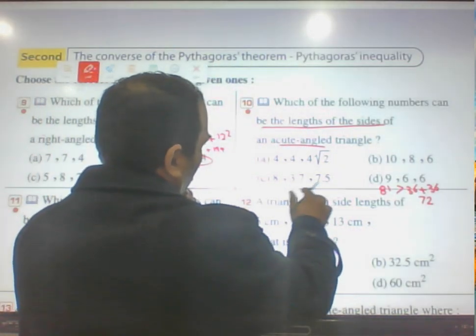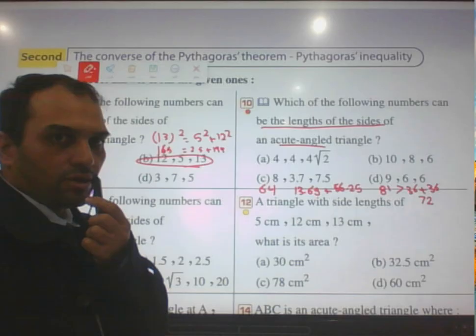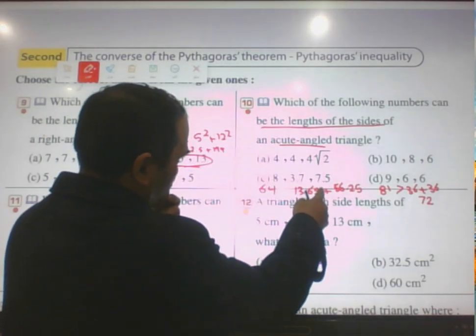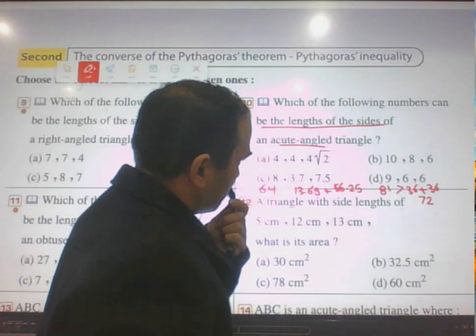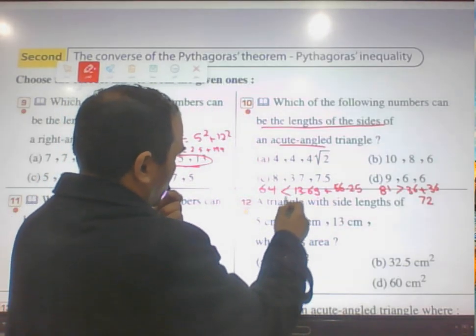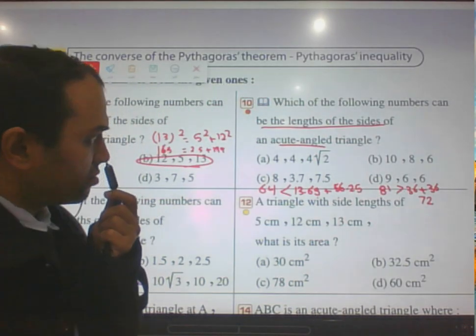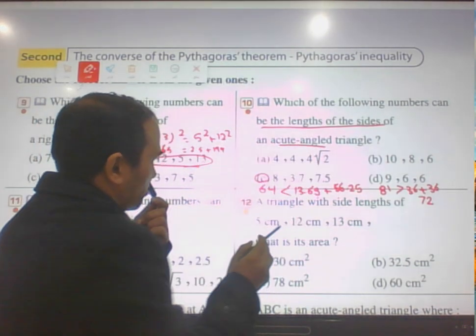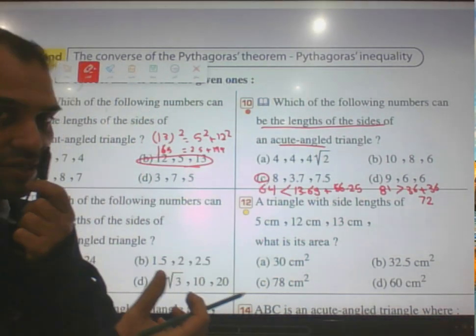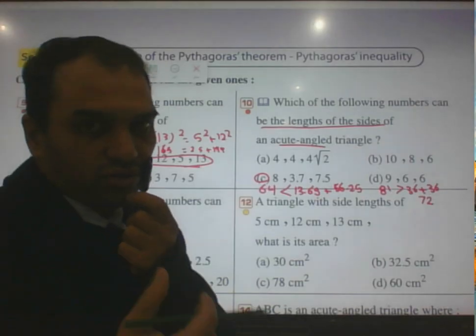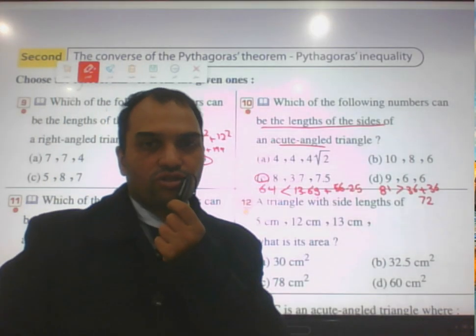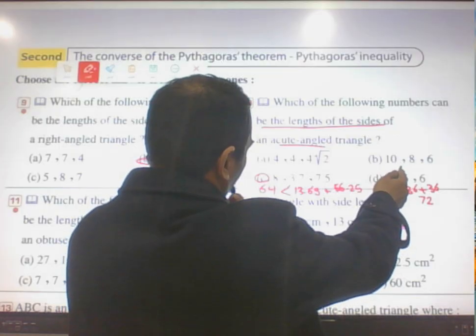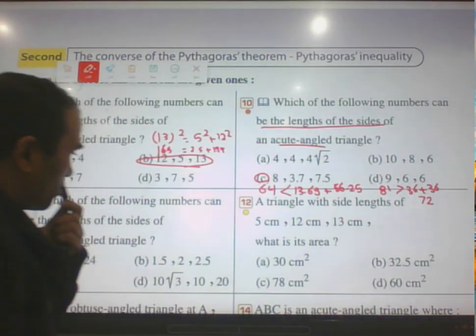8, 3.7 and 7.5. Okay, my students, I found the answer here: 3.7 squared and 7.5 squared, and the collected numbers will be more than 8 squared. Then we must choose letter C. The triangle here will be an acute angle triangle. It means the hypotenuse, or the greatest number, squared is less than the sum of the squares of the two smaller sides. So you must choose letter C. But letter D here is an obtuse triangle, and here a right angle triangle, and here also a right angle triangle.